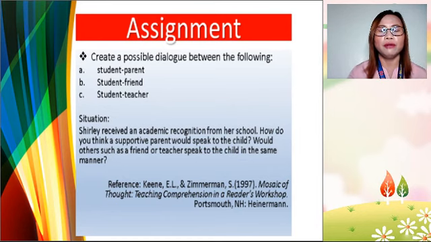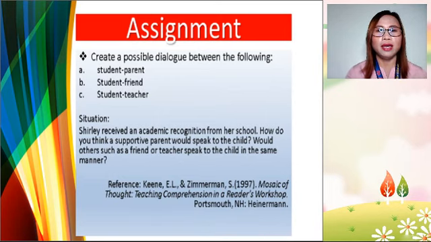And so, for your reference, read and open your books: Keene, E. L. and Zimmermann, S. 1997, Mosaic of Thought: Teaching Comprehension in a Reader's Workshop, Portsmouth, N.H.: Heinemann. Got it, class? Okay.